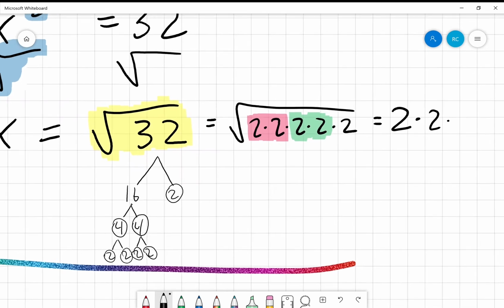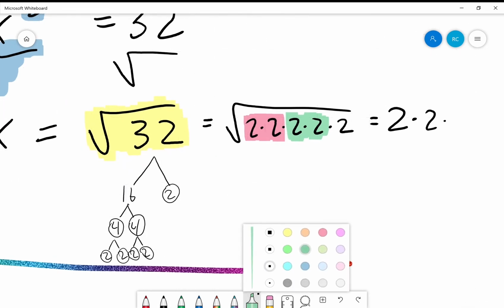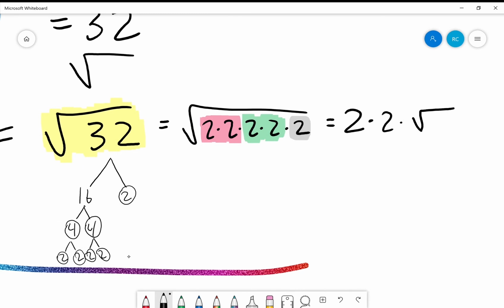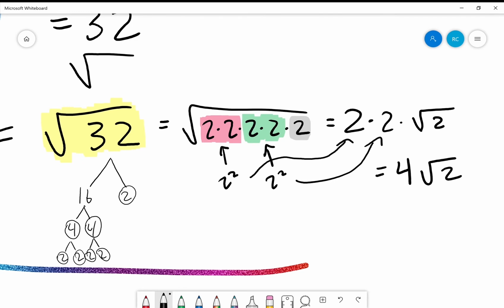And then unfortunately, there's this one lonely 2 left over that doesn't get to leave the square root. So that stays the square root of 2. So here, we've got 2 squared. Here, we've got 2 squared. So we can take the square root of each of those. And we end up with 4 times the square root of 2, which is an equivalent correct answer.